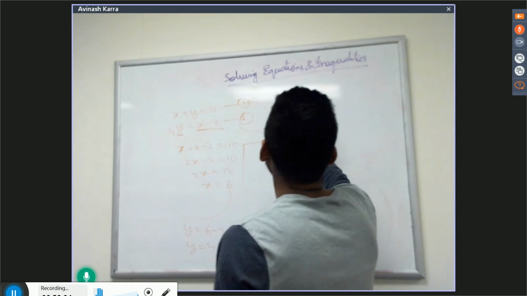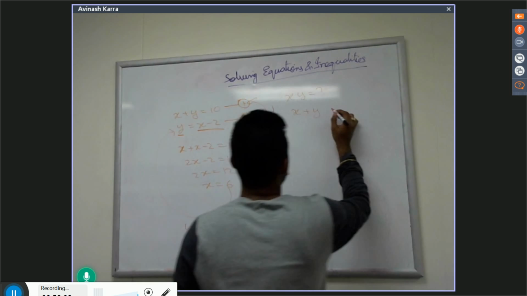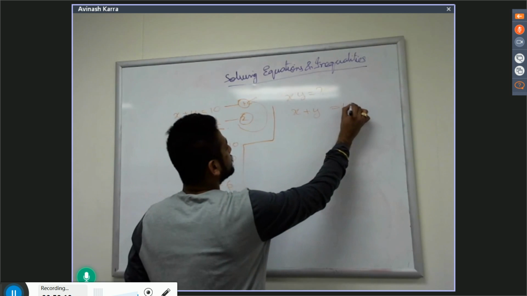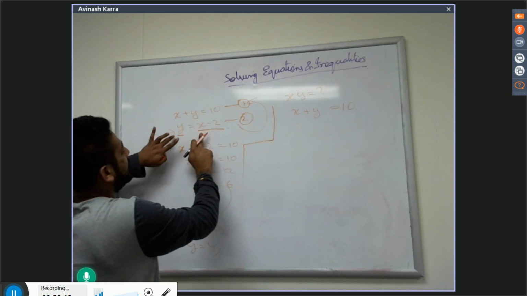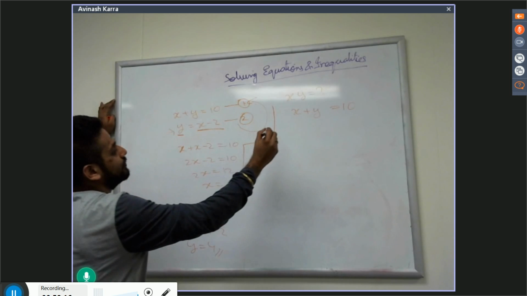Or else, there is one more method. See, x plus y is equal to 10, and I'm writing the second equation as x minus y is equal to 2.